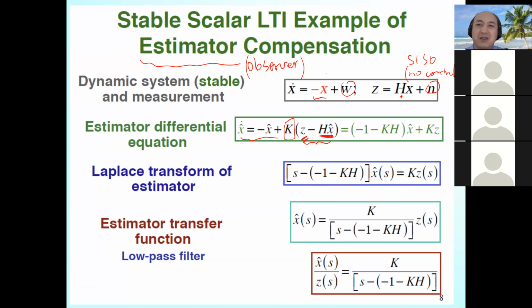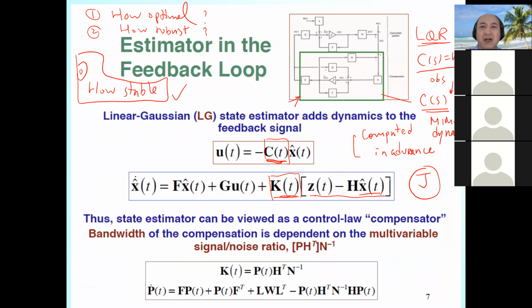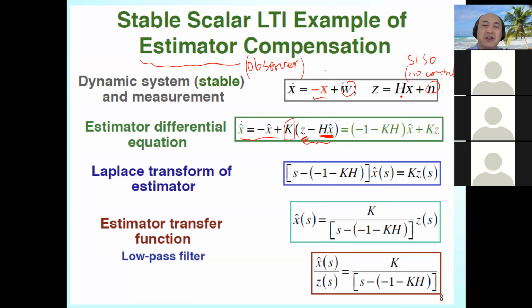Did you see that? No control. So that means my G is 0 here. G is 0. So we end up in here with the Laplace transform. So this is S minus this guy. So these are the scalars. So you have this one, X hat divided by Z, Z(S). Okay, Z is my measurement.